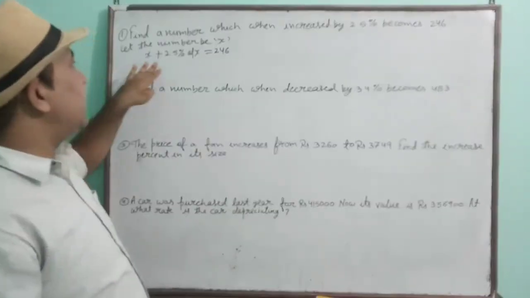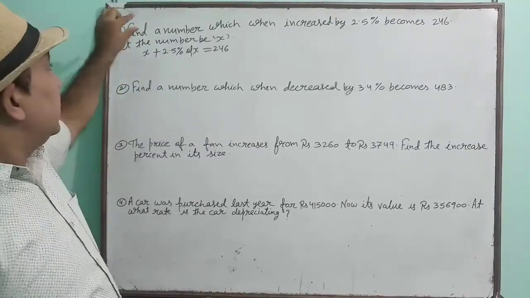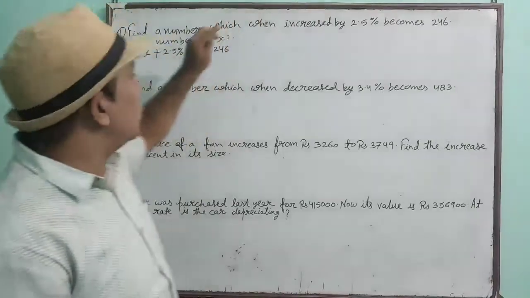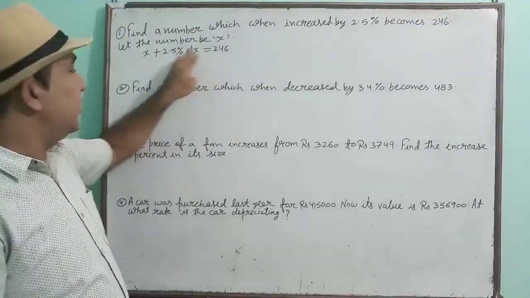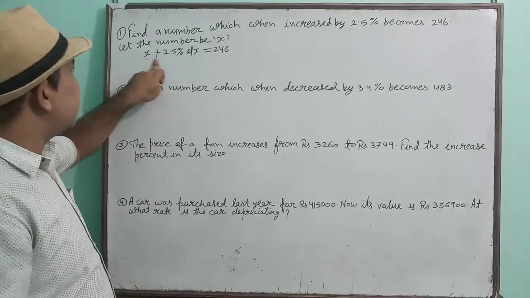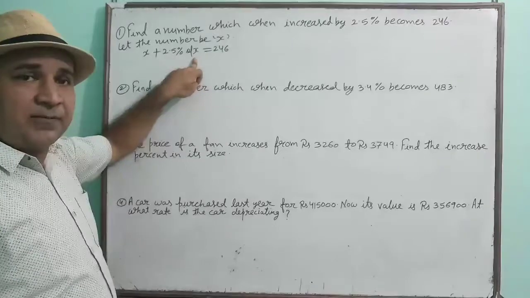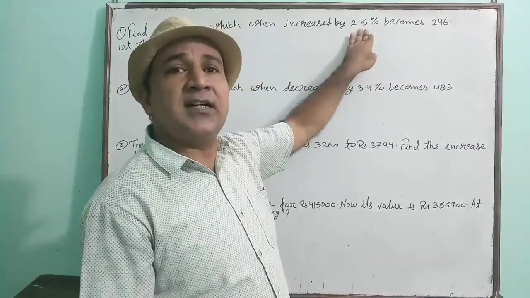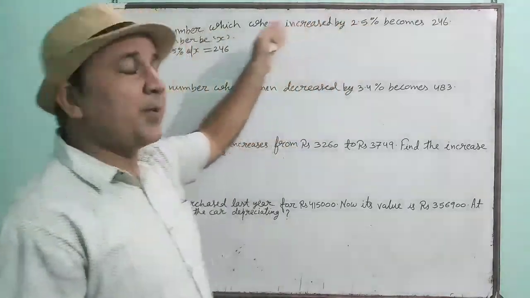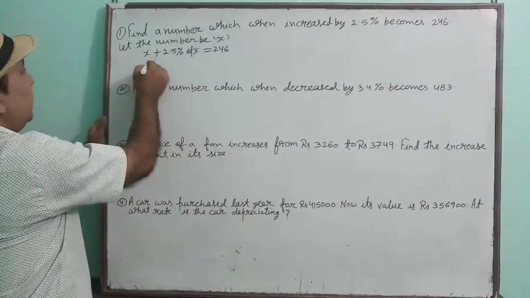I hope you have understood how to write the language in mathematical form. This statement, how will you convert into mathematical form? The number increased by 2.5% of itself. Here it is written only 2.5%. You have to understand 2.5% of itself. Now solve and get your answer.